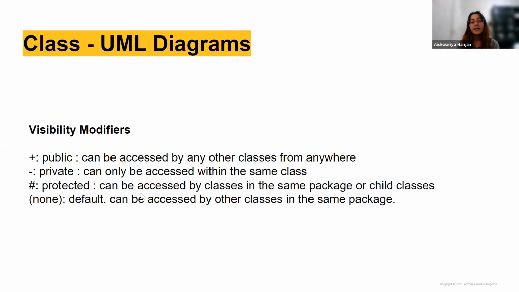Protected is denoted by the pound or the hash sign, and it can be accessed by other classes in the same package or the child class of that particular class. So if I have a class employee, and then the child class of that is a student employee or like faculty.